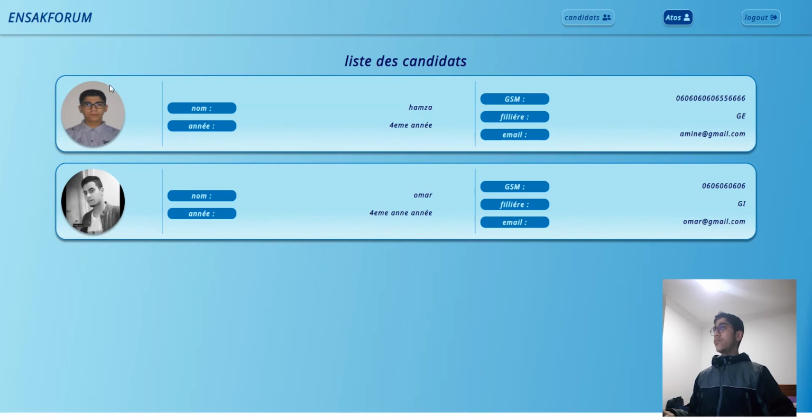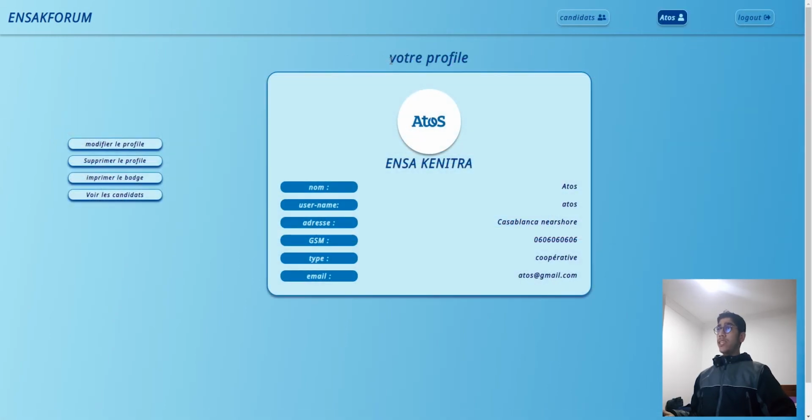As you see, we have already 2 candidates that applied for the company, so we don't have any action in this page. So the company can't do anything for the student. This profile here is the same as the profile of the student. So the difference is just in the address and the type of company. And on the student profile we have the field and also the year.